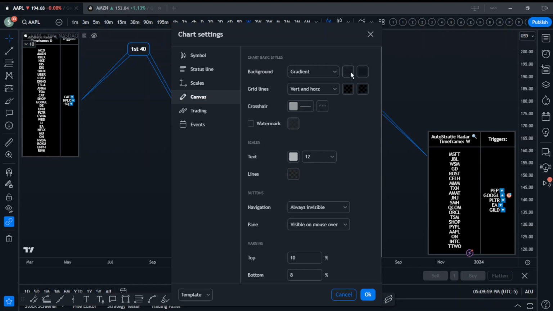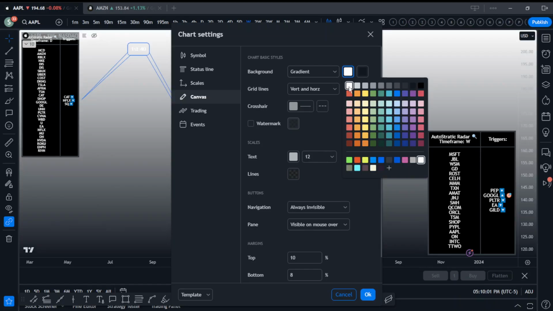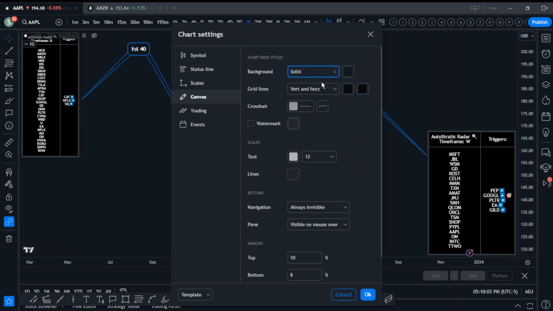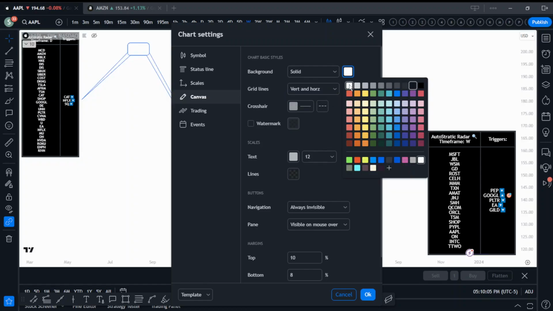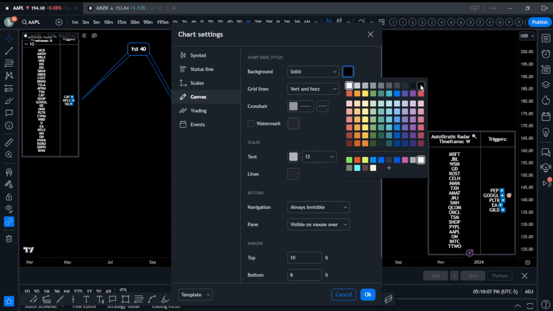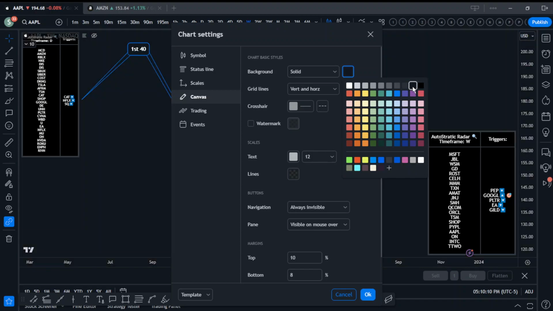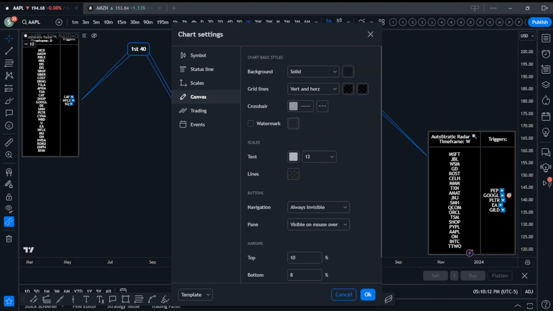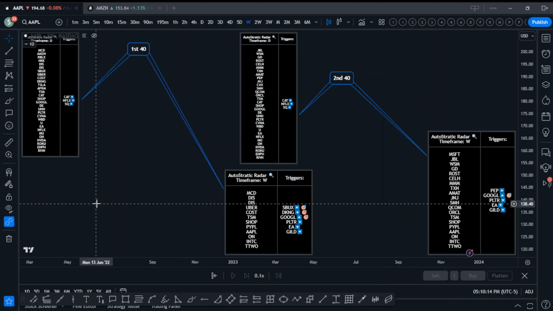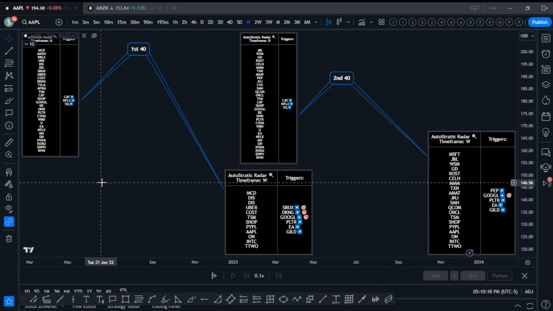So you can change your background from the white to dark. So that's how you do that. Is that clear, Reefa?